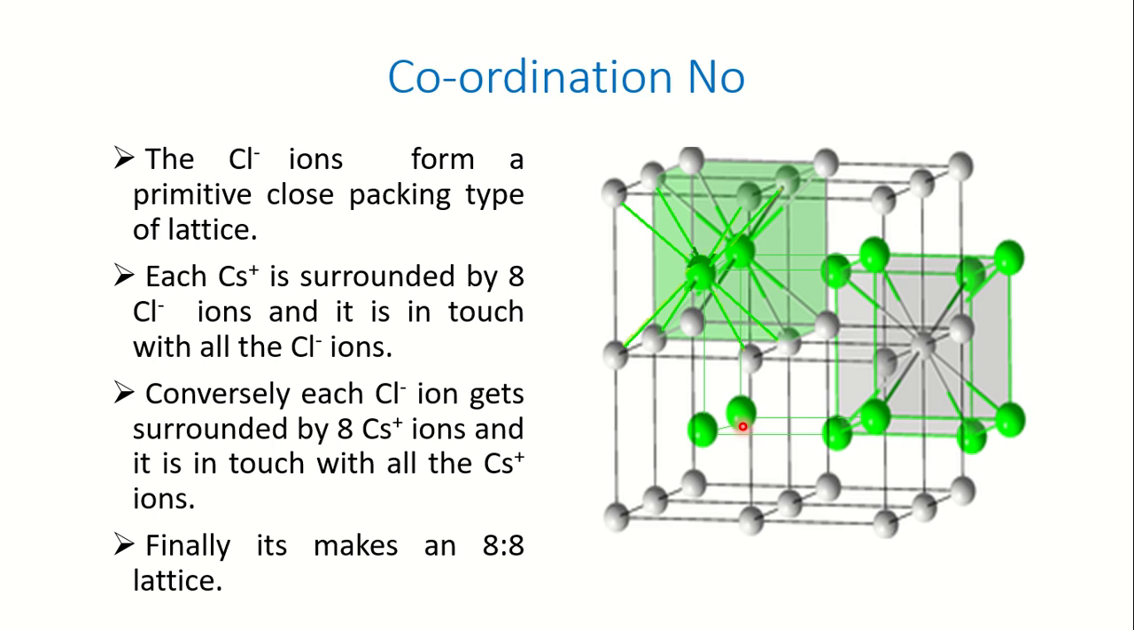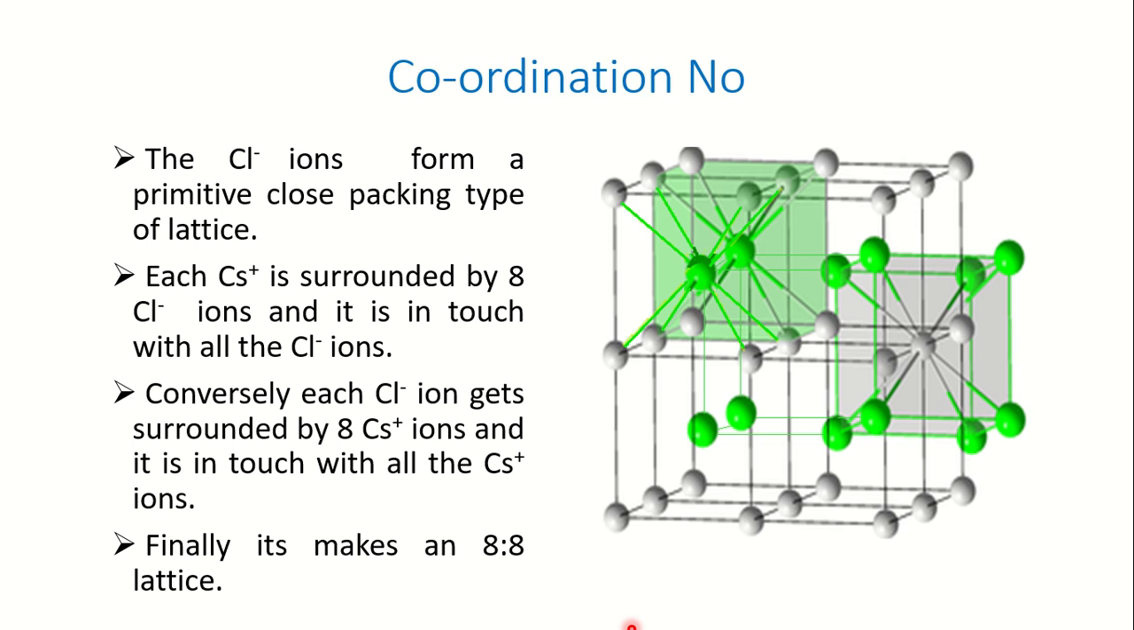But since all the cesium ions are very much active in producing the highly intense reflection maxima, whether it is chloride or cesium does not matter in order to produce the reflection maxima during XRD. Therefore, the chloride ions form a primitive close packing type of lattice. Each cesium plus ion is surrounded by 8 chloride ions and is in touch with all the chloride ions. Conversely, each chloride ion is surrounded by 8 cesium plus ions and is in touch with all the cesium plus ions. Finally, it makes an 8:8 space lattice.